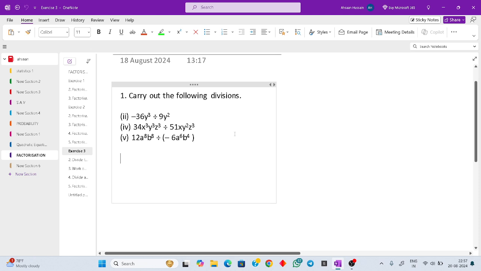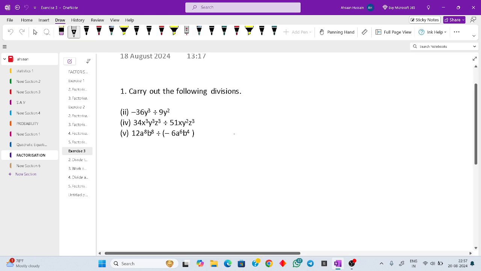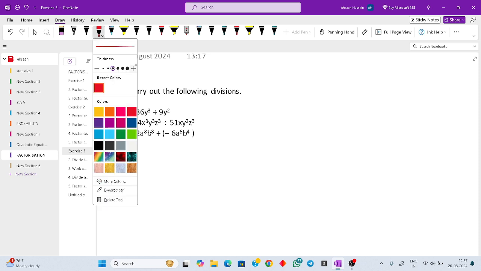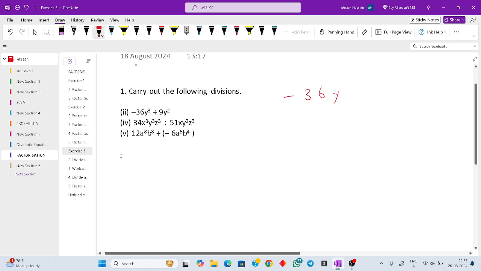So let's start. Our first question is: carry out the following divisions. Minus 36y cube divided by 9y square.